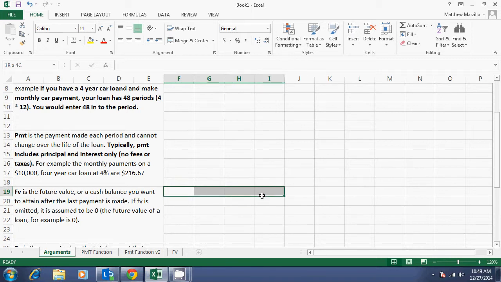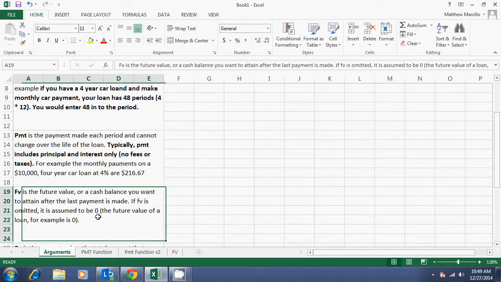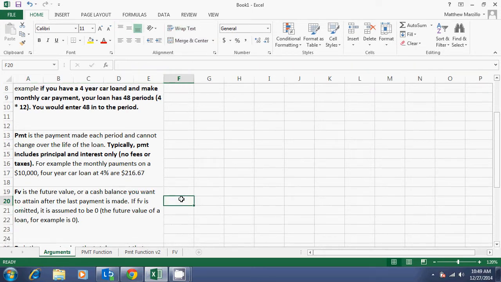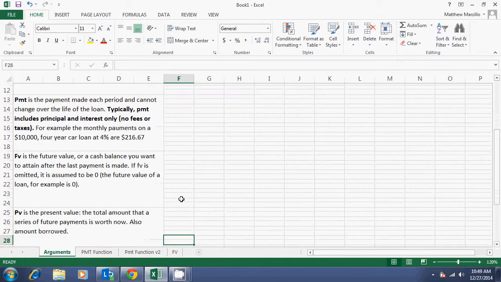I mean, you're paying off your student loans. You're not going to pay them down to $1,000 and just leave them, right? You're gonna pay it down to 0. And for all the examples that we're using, future value is always going to be 0, at least in terms of the payment side of things.